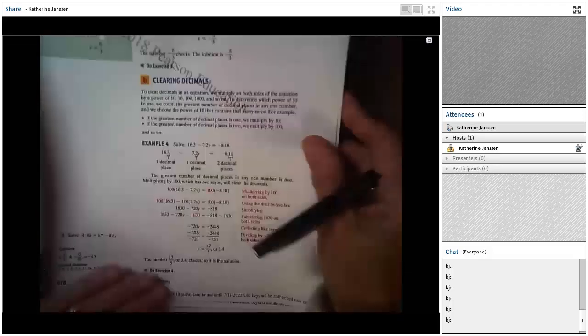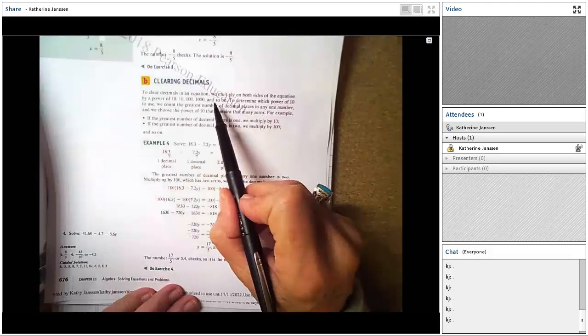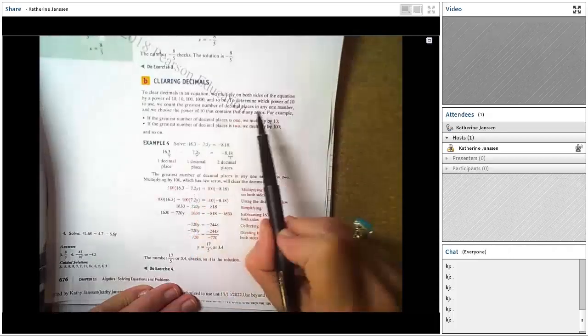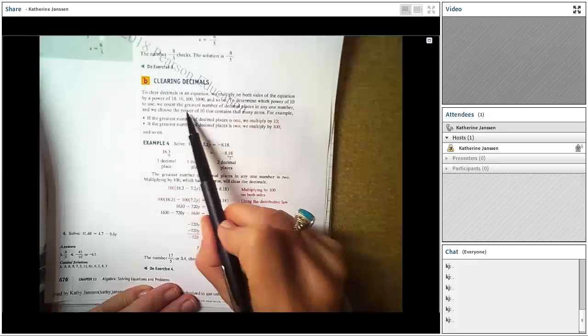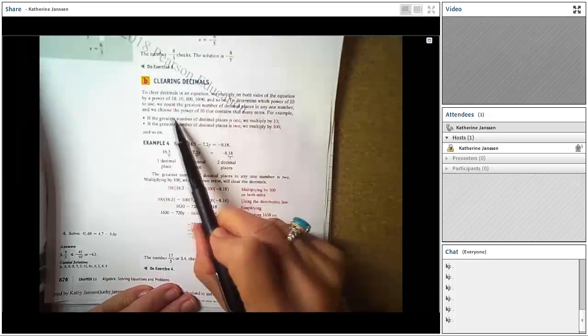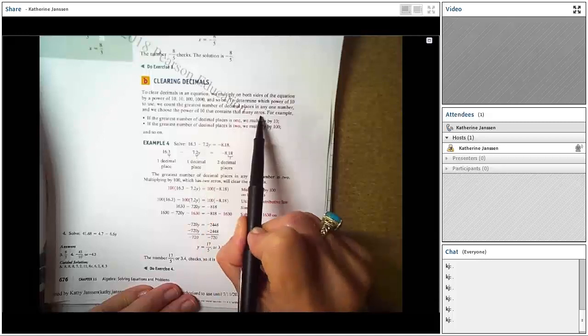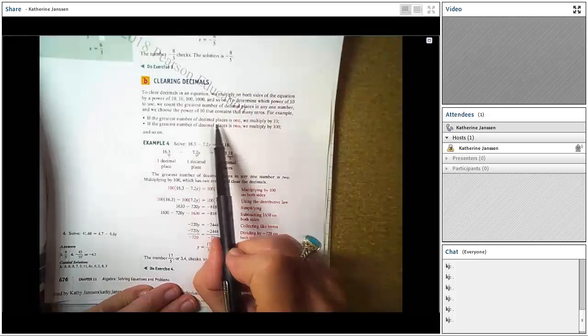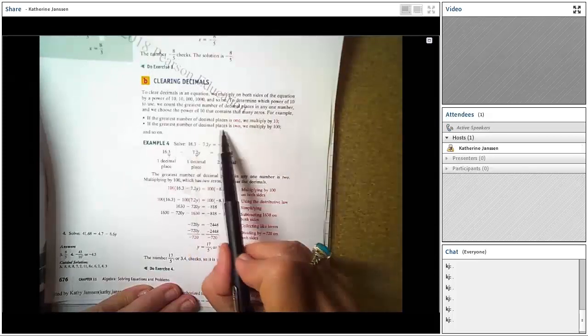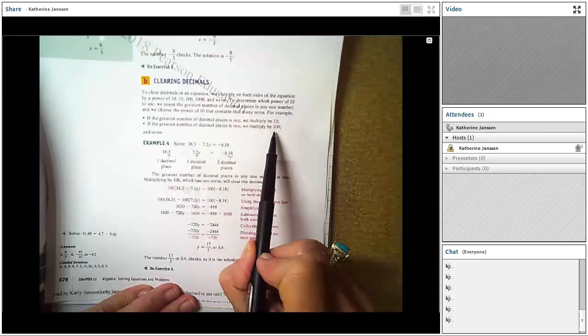To clear decimals in an equation, we multiply on both sides of the equation by a power of 10. To determine which power of 10, we count the greatest number of decimal places in any one number, and then we choose the power of 10 that contains that many zeros. For example, if the greatest number of decimal places is 1, we multiply by 10. If the greatest number of decimal places is 2, we multiply by 100.